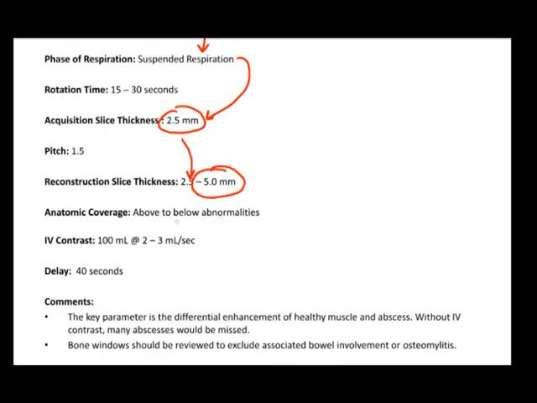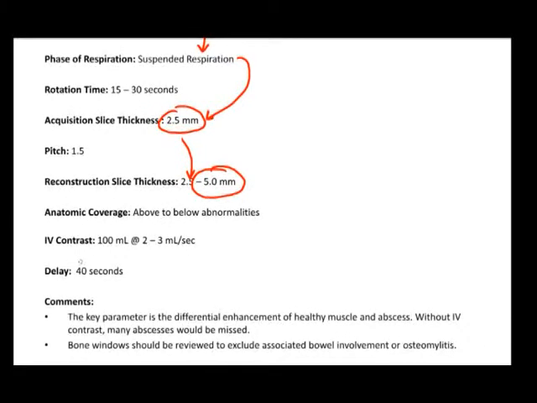The anatomic coverage is going to be above and below the abnormalities. This will be pretty much told to you by the physician as to what you need to do. The IV contrast is going to be utilized here simply because abscesses tend to show and demonstrate better when IV contrast is utilized. Typically, we liken this to appendicitis or something like that, where there's an inflammatory process, and all the signs kind of point to this, but you want to be sure. And so what this IV contrast is going to allow you to do is demonstrate these areas to a much higher degree than possibly you would have before, just utilizing no contrast at all.